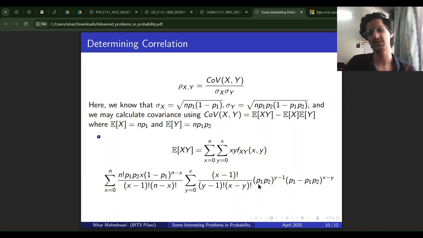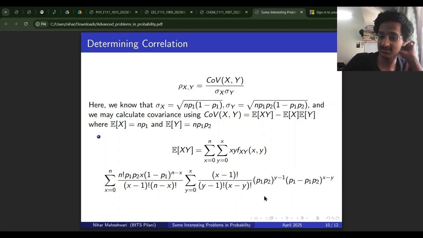And then I notice, oh, wait, but then here's the thing. p1 p2 raised to power of y would have been the actual term here, not y minus 1. Whereas I want the exponent to be y minus 1, so I can write it as a binomial expansion, right? So that's what I did. I basically just took a p1 p2 out and wrote this as p1 p2 raised to power y minus 1. There we go. That easy.